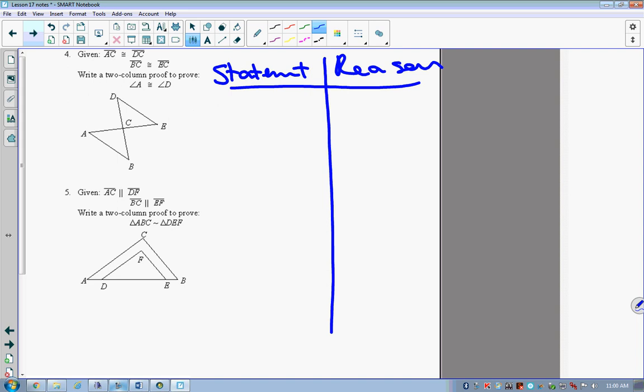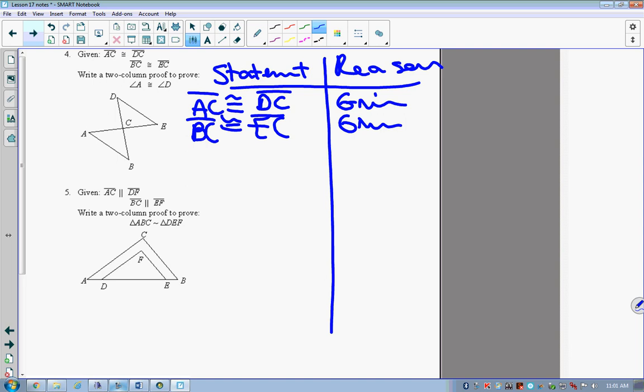All right. Hey, let's get our stuff in here. What comes down as my first statement? AC is congruent to DC. Okay. This is like the most interrupted class the entire day. All right. Given, BC is congruent to EC. Given. Are you guys writing this? Hopefully, I'm not the only one writing things down, right?